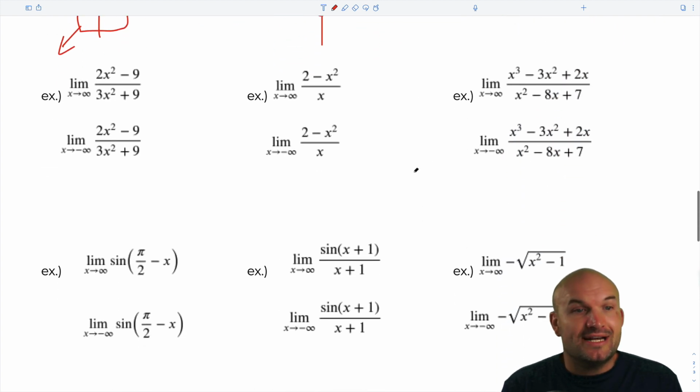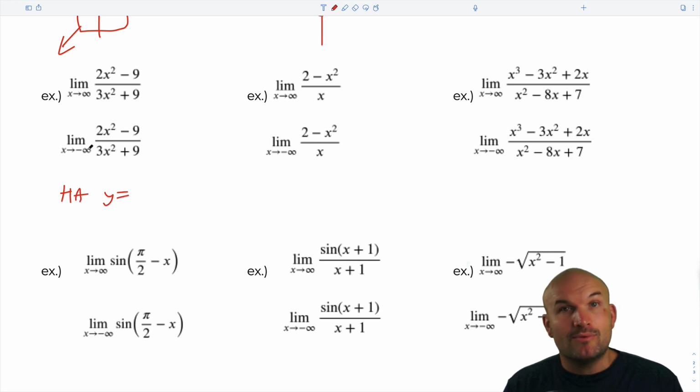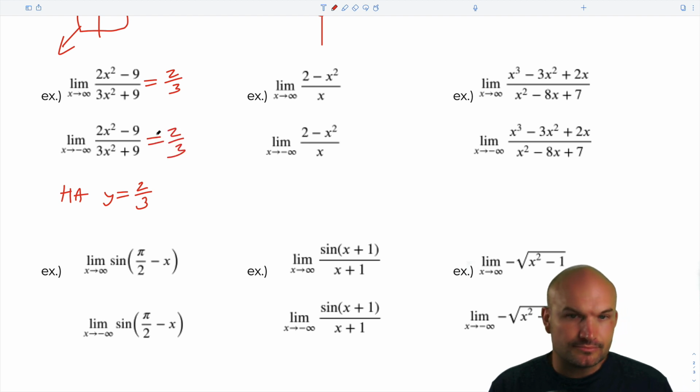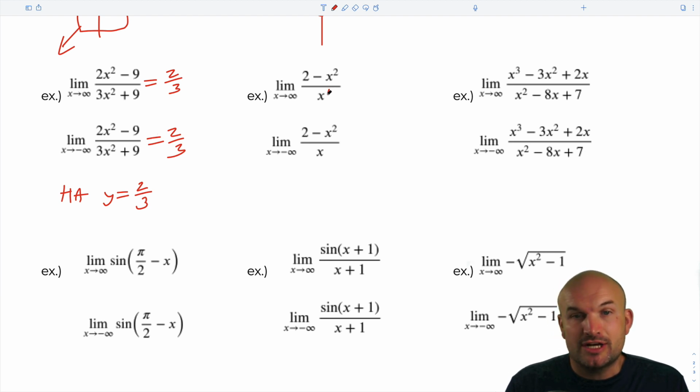All right, in our next equation, we have 2x squared minus 9 divided by 3x squared plus 9. Again, recognizing the horizontal asymptote here. The horizontal asymptote is y equals leading coefficient over leading coefficient. The reason why I know that is because the degrees of both polynomials in the numerator and the denominator are the same. So when that is the case, it's just coefficient over coefficient. So therefore, this is going to be a 2/3, and this would be a 2/3.